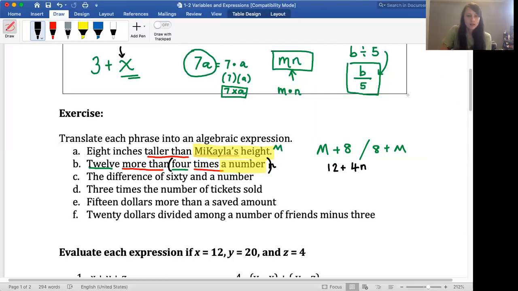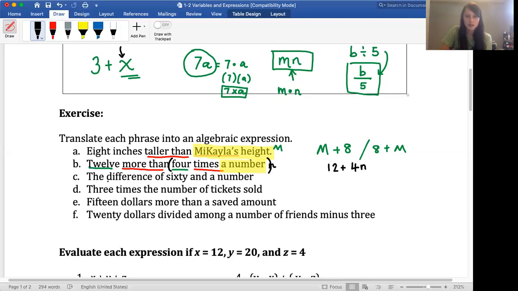Okay. Pause the video, try the next 4 on your own. I will write the answer on the side here, and you can check to see if you got it. Okay, so C, the difference of 60 and a number.